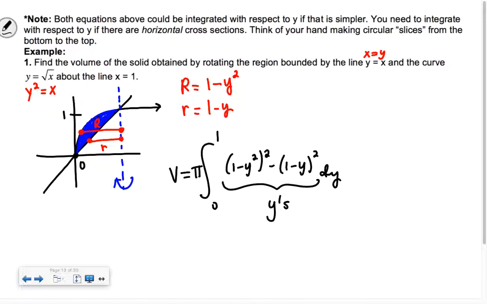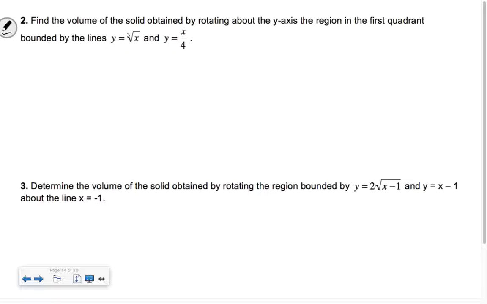All right, so what did we get in the end? What was the answer? 46 over 15 pi. Yeah. All right, so let's do the next one. This one says find the volume of the solid obtained by rotating around the y-axis. So when it says y-axis, we're integrating with respect to y, right? So we're going to set it up like that.